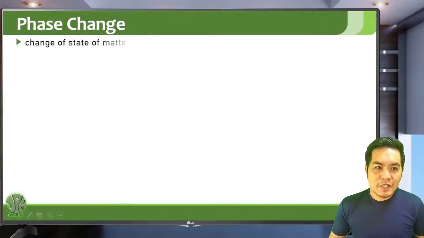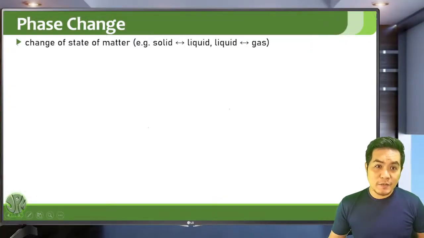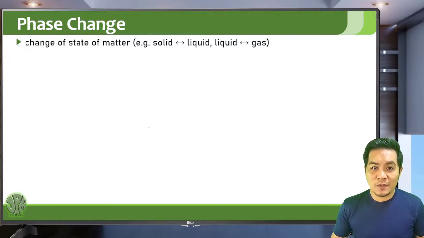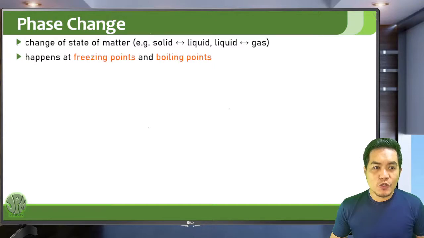So phase change is basically just the change of state of matter. So it's either from solid to liquid or liquid to gas. So solid to liquid transformations are usually termed as fusion, and liquid to gas transformations are usually referred to as vaporization. So usually phase changes happen at the freezing points and the boiling points. So freezing points for solid to liquid transformations, boiling point for liquid to gas transformations.